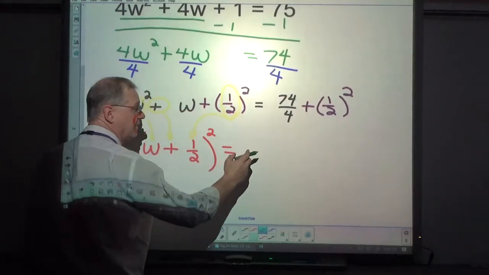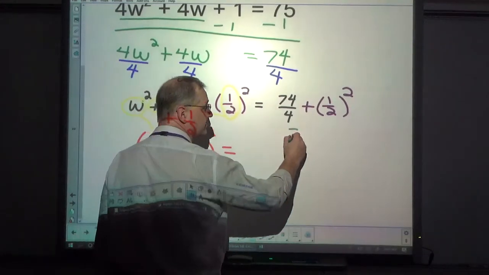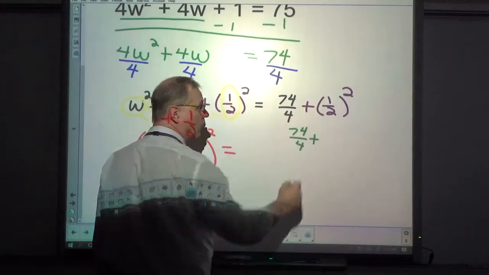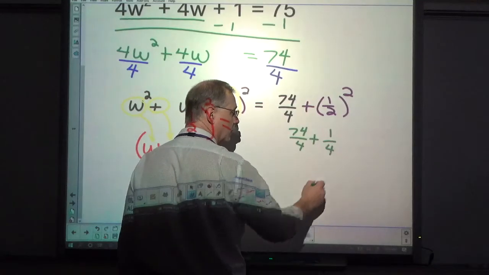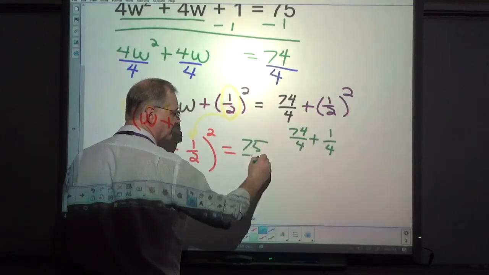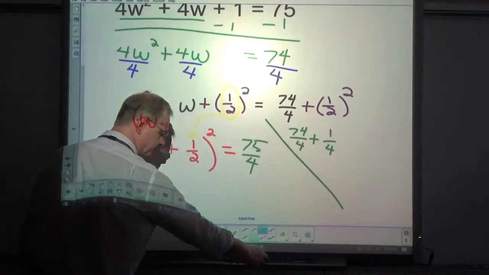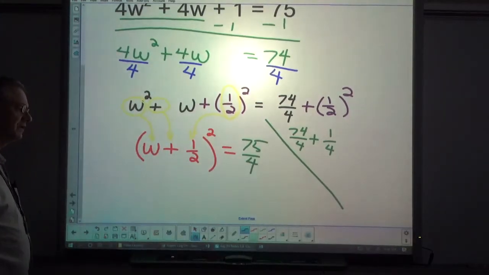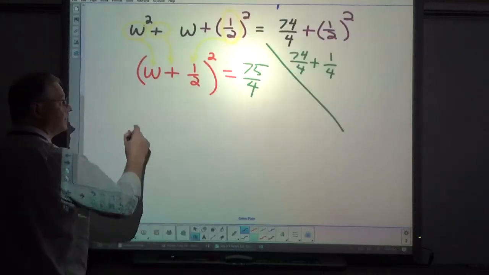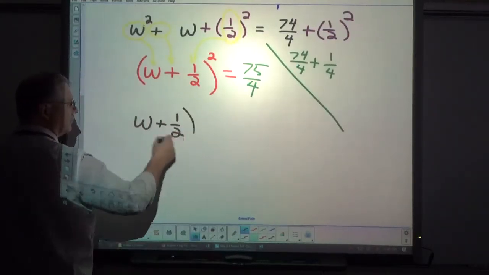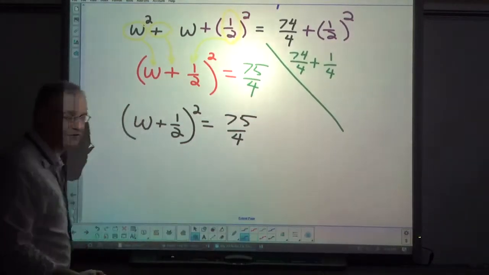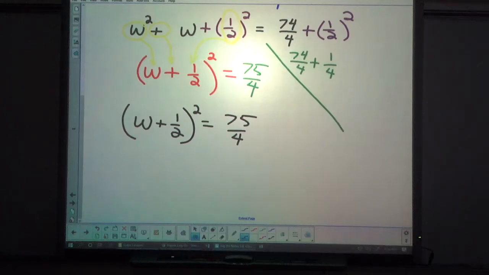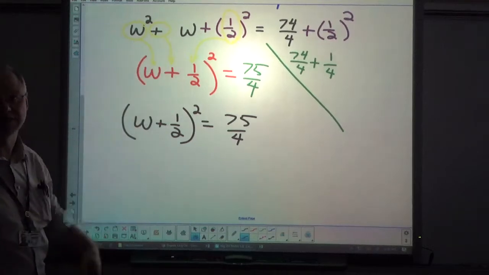And on the other side, I get, let's see, 74 over 4 plus 1/2 squared. I square the top and the bottom, 1 over 4. So that gives me 75 over 4. Now, if you recall, I'm just going to rewrite this, just to make it a little easier for us to work with. There's no good requirement to have to rewrite that. In fact, normally I would do it here, but these lines are getting in the way.